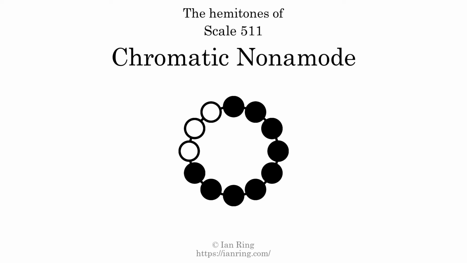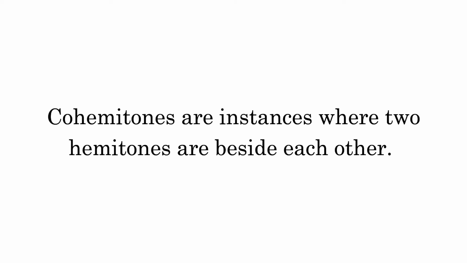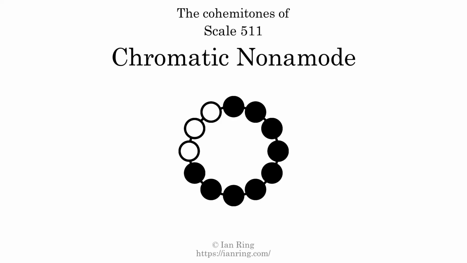They are at positions here, here, here, here, here, here, here, and here. Cohemitones are instances where two hemitones are beside each other. This scale has 7 cohemitones. They are at positions here, here, here, here, here, here, and here.